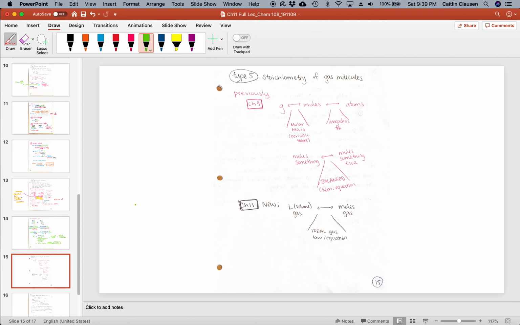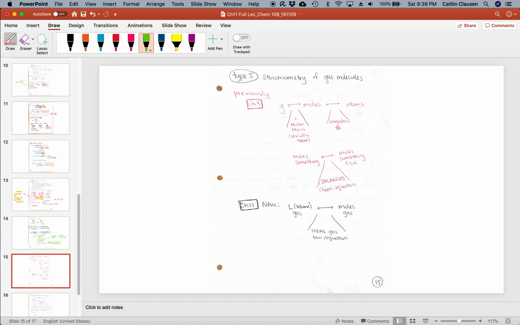So we're going to go on to type 5, the last type, stoichiometry of gas molecules. You guys did this already in your lab. You've done stoichiometry a bunch. It's taking a balanced chemical equation and going from moles of something to moles of something else.